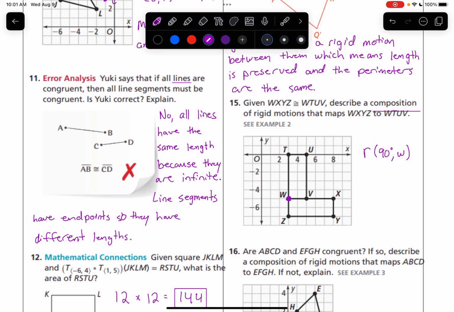There are, again, lots and lots of other ways you could show the different compositions of rigid motions that map them on there. But we know that because they are congruent, there will be rigid motions that map one onto the other.